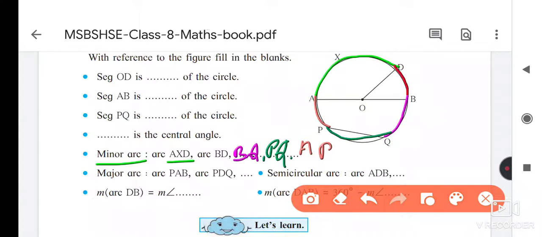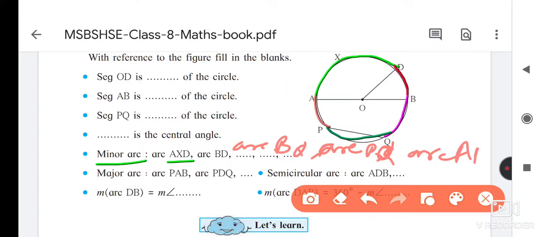So the circle is divided into smaller segments. When a bangle breaks, we can see its pieces. The pieces are called arcs of a circle. Whenever you write this, you have to write it in this way: arc BQ, then arc PQ, and then arc AP are the minor arcs of the circle.